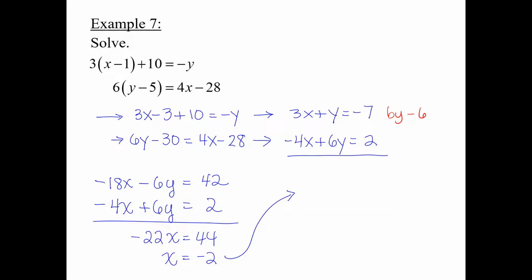Now we've got to go find out what y is. So we take this -2 and I would put it into one of these two simplified equations. But that's up to you. Okay, what they did here was they went back to the original 3 times -2 minus 1, which is negative.